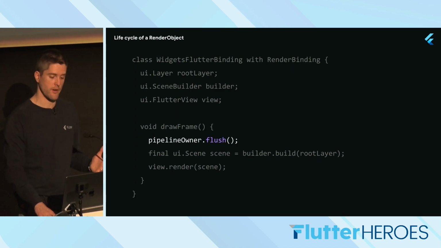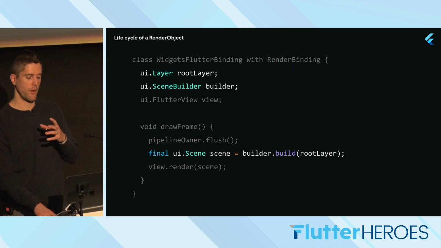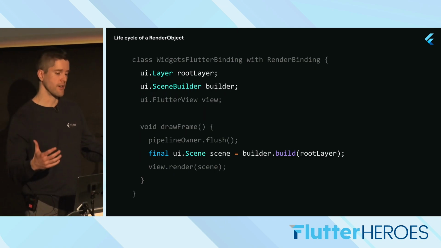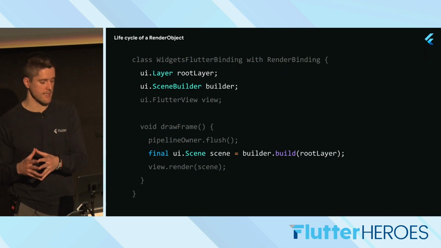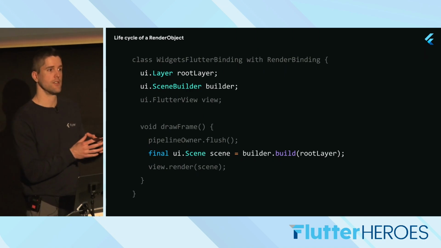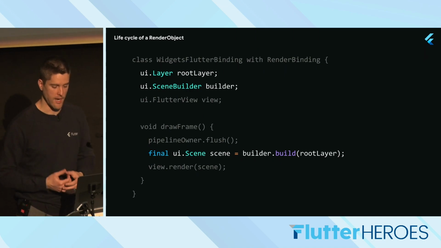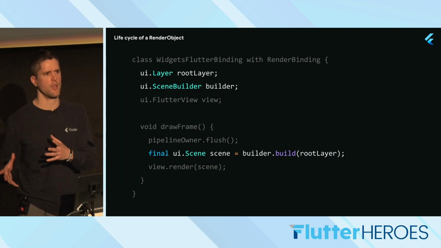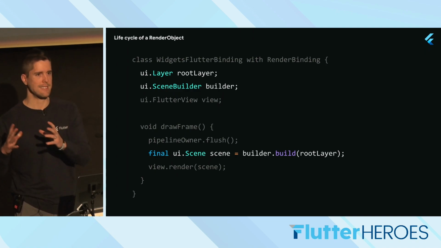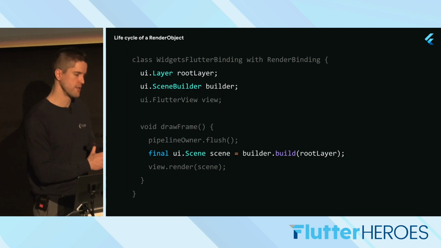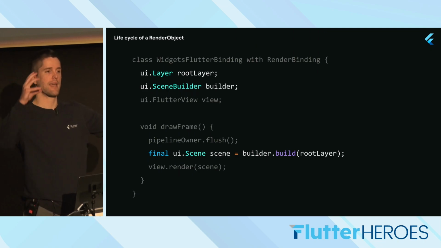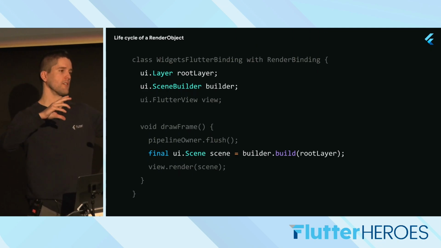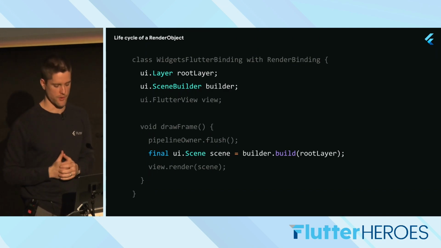Now this forces all the render objects to update everything, and then when they're done, that yields the layer tree. And then this SceneBuilder class takes the layer tree and turns it into a thing called a scene. Now, this all happens in the Flutter engine, so it's pretty opaque to the Flutter framework. But the scene object that is returned is basically a list of drawing commands and the hand-selected shaders that can satisfy those drawing commands.